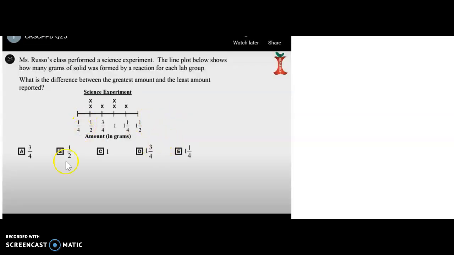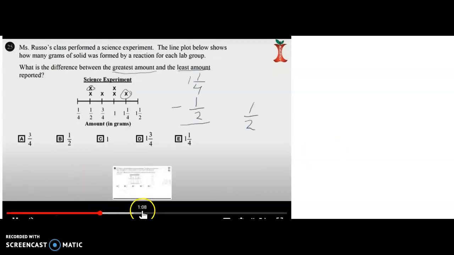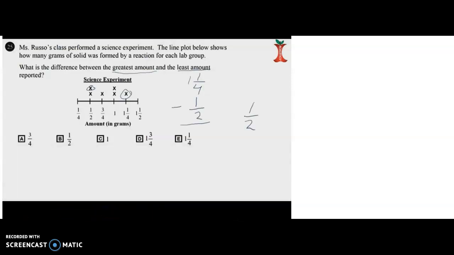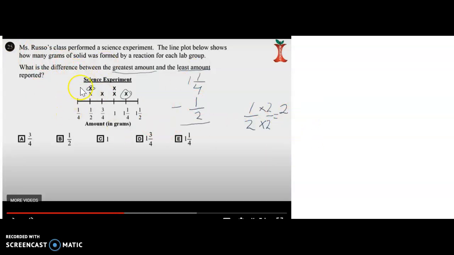Ms. Russo's class performed a science experiment. The line plot below shows how many grams of solid was formed by a reaction for each lab group. To make this denominator of 4, I need this entire problem from start to finish.